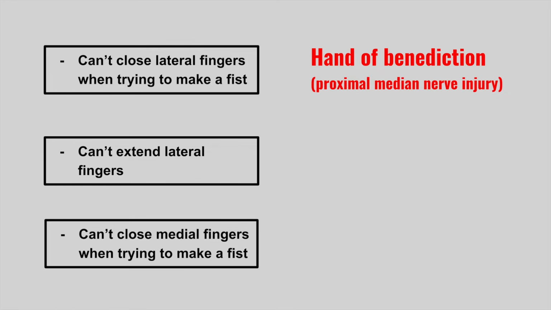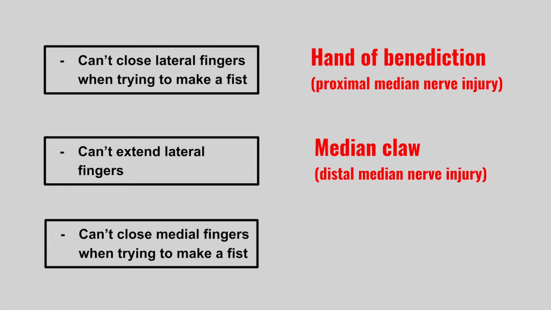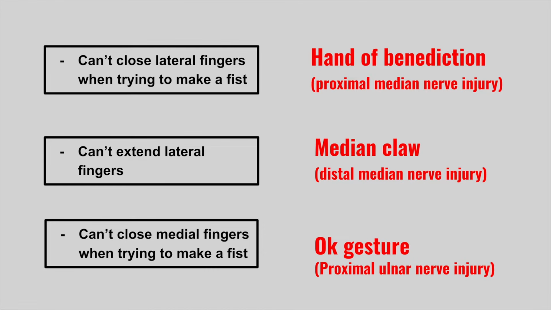Next, we have a patient that can't extend their lateral fingers. So this is median claw due to a distal median nerve injury. And then we have a patient that can't close the medial fingers when trying to make a fist. So this is the OK gesture caused by a proximal ulnar nerve injury.